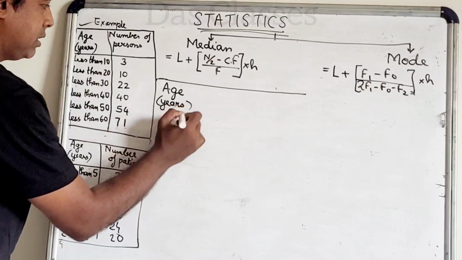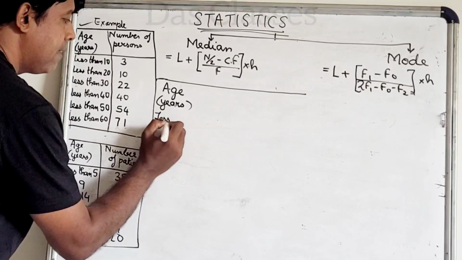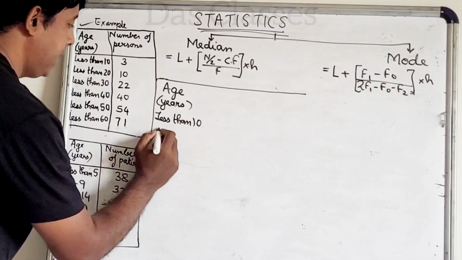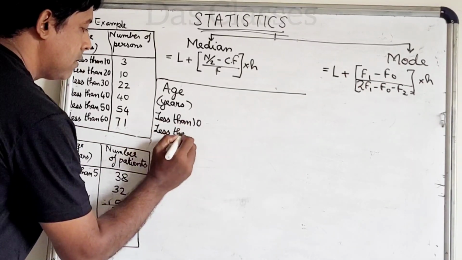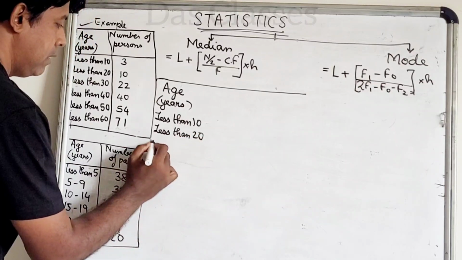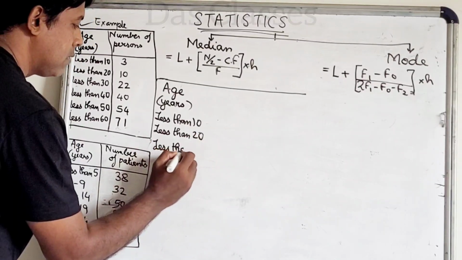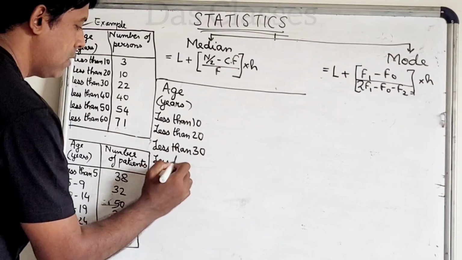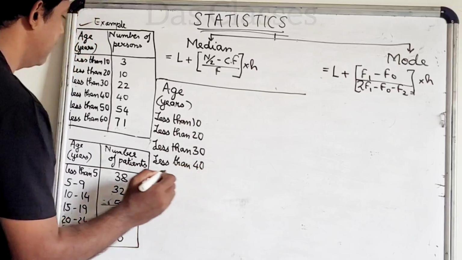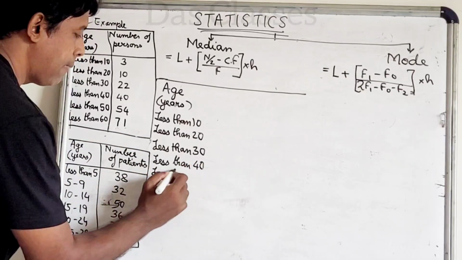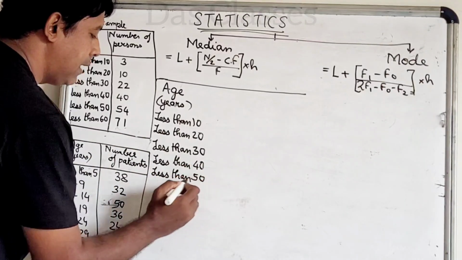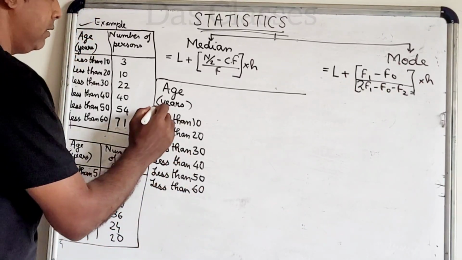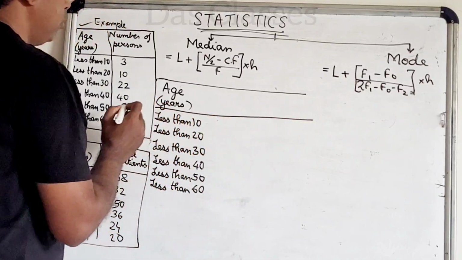So what is given to us is less than 10, less than 20, less than 30, less than 40, less than 50, and less than 60. These are the ages of which we need to find out the median.